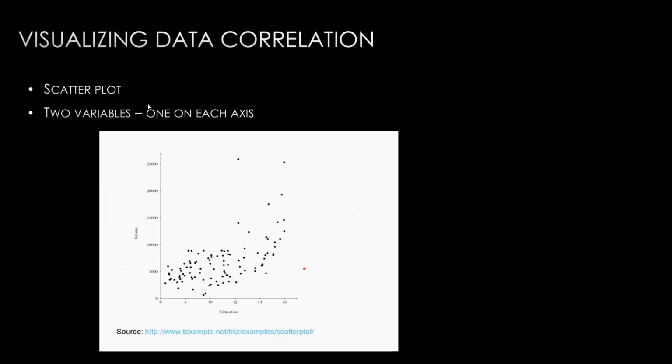The second plot, which shows the similarities between the data and the relationship, is called a scatter plot, which plots two variables, one on each axis. Here is an example of a scatter plot of income and education. Each data point shows a person with a particular education length in years and what their income is. The scatter plot here shows what is called a correlation.